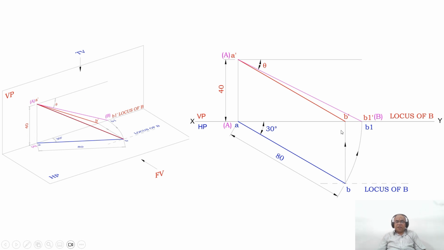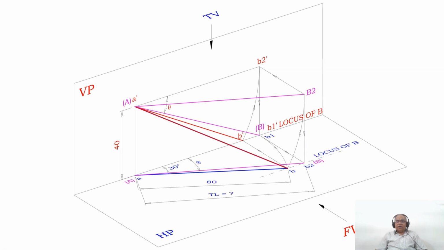Now the next thing is you can measure the true inclination with respect to HP, which is theta. Now I want to find out the true length in HP. If you want to find the true length in HP, obviously that line should be parallel to HP. So how to get that? Here A dash is above HP by 40 mm, but B is not above HP by 40 mm because now B is on HP. Since B is on HP, obviously that point will be on VP. So that is what we have got here.